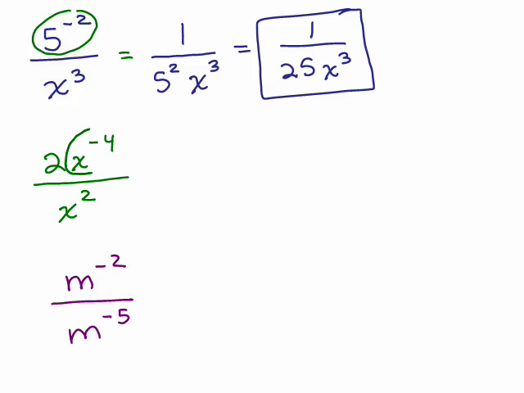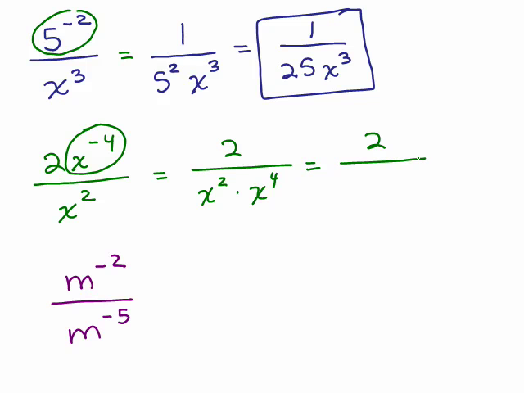So let's do the next one. There's only one that has a negative exponent. The 2 then stays in the numerator, and I've got x squared times x to the 4th. Now, we can simplify the denominator using the rule for the same base. You're going to add exponents, so that's x, and that's the product rule. 2 plus 4 is 6.